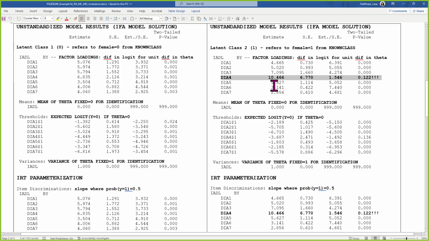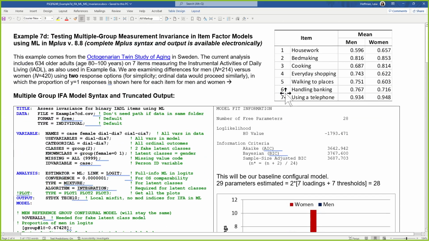Now, why might item 4 have such a loading in the women? Just from the proportions, it doesn't look like that would necessarily be the problem. For whatever reason, it had a hard time figuring that out.